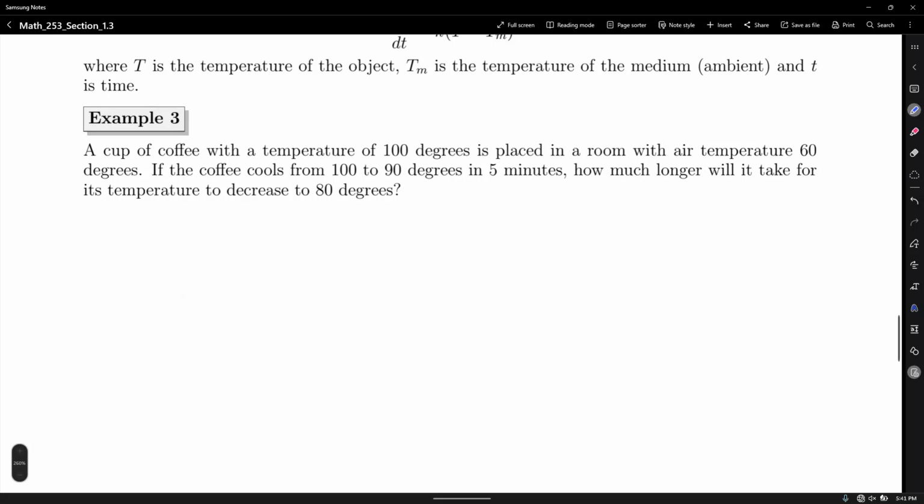A cup of coffee with a temperature of 100 degrees is placed in a room with air temperature of 60 degrees, which we're going to assume is a constant temperature. If the coffee cools down from 100 degrees to 90 degrees in 5 minutes, how much longer would it take for its temperature to decrease to 80 degrees?